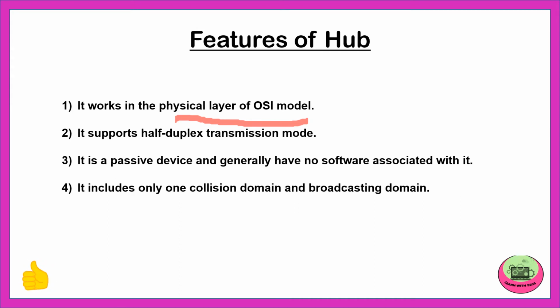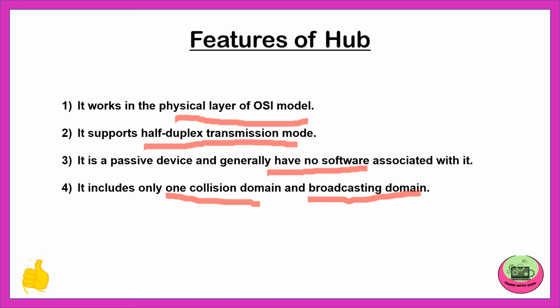It supports half duplex transmission mode. Half duplex means at a time you can send a message or receive a message. You can't do both of the things simultaneously; that is full duplex. But in half duplex, at a time you can send a message or receive a message. So that type of transmission is supported by a hub. Next, it is a passive device and generally has no software associated with it. Fourth, it includes only one collision domain and one broadcasting domain. So I hope you have understood what the features of a hub are.